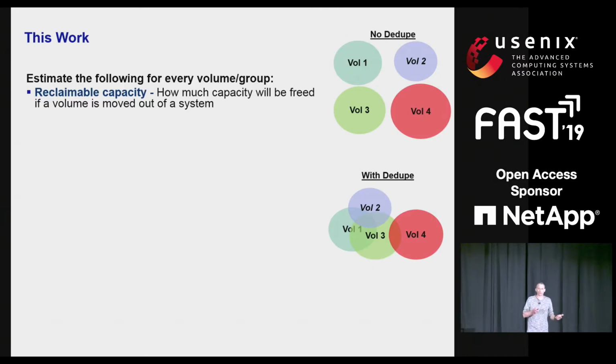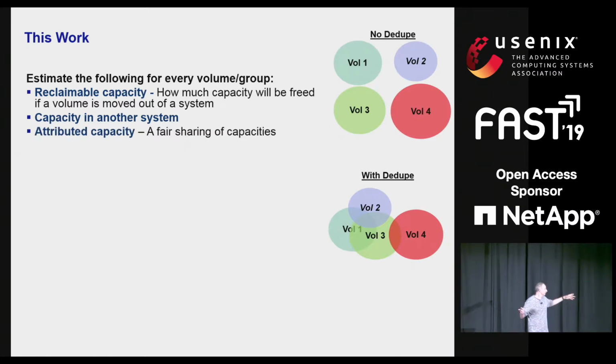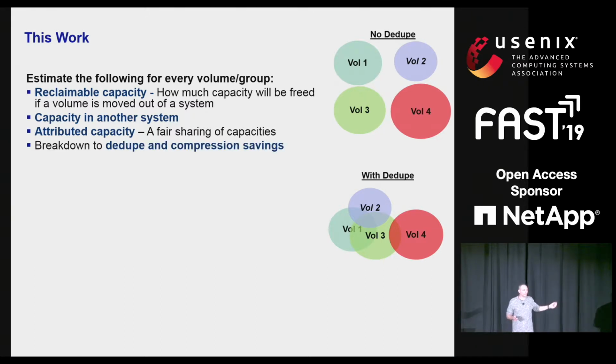Now, when you move things out, you're moving them typically to another system. So there's another question. How much capacity would this volume take on another system? We're trying to answer that as well. There's another parameter. We're calling this attributed capacity. We said there's no volume owning the data, but what is the respective physical capacity a volume is owning? And let's talk about a fair sharing here between volumes. So 2 volumes share data. Let's split it half and half. That's attributed capacity.